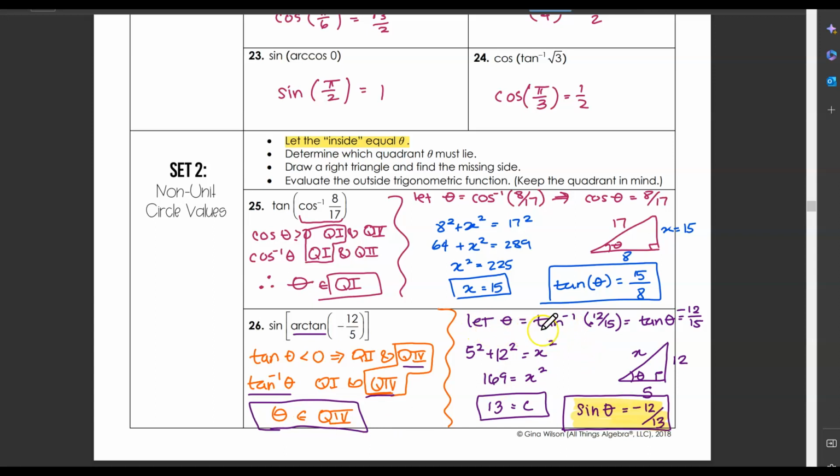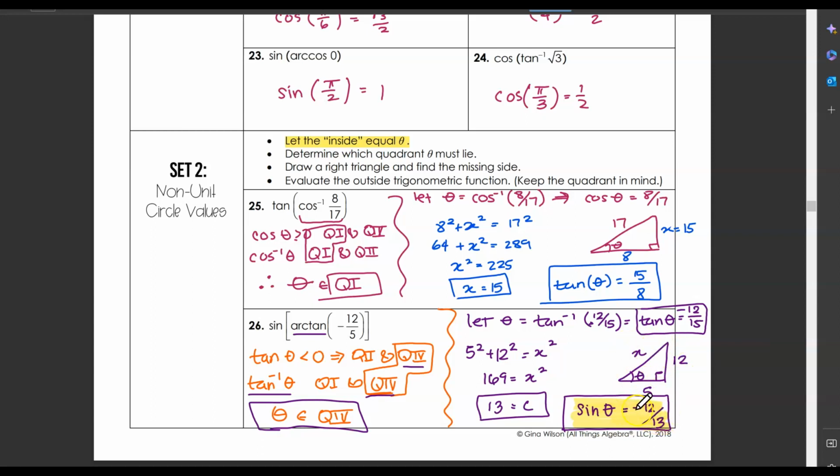So we're going to start off by letting theta equal that tan inverse of negative 12 over 5. So that's telling us that tangent of theta is going to equal negative 12 over 5. Drawing out our triangle here, because tangent is opposite over adjacent, we get the 12 and the 5. So we're really trying to find that hypotenuse. Using the Pythagorean theorem, we find that our hypotenuse is equal to 13. And so that tells me that the sine of theta is going to be the opposite over the hypotenuse, which is 12 over 13.